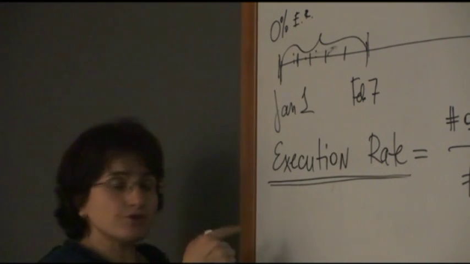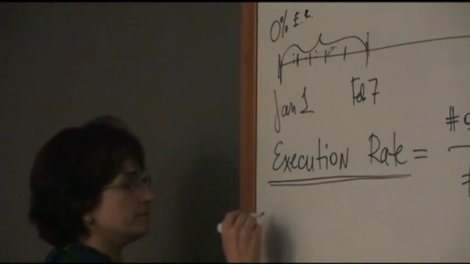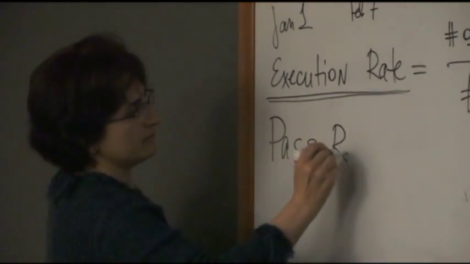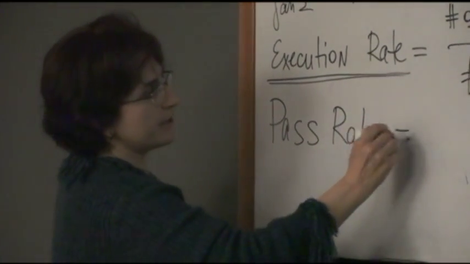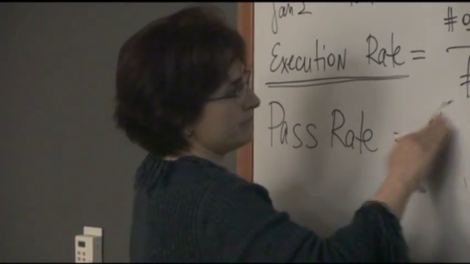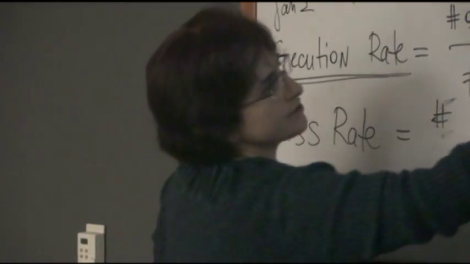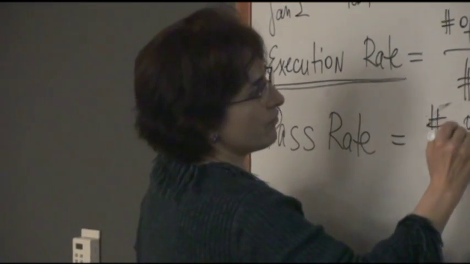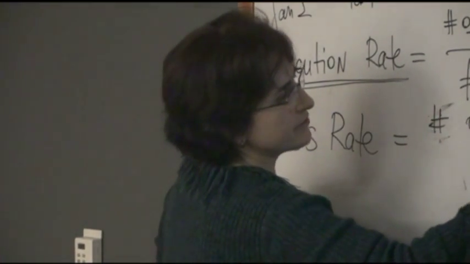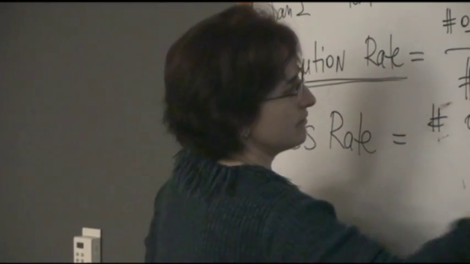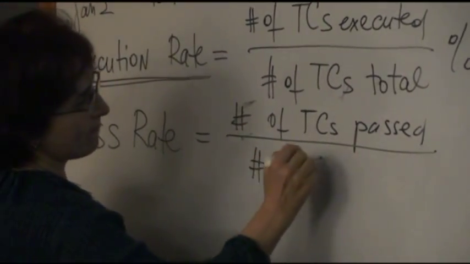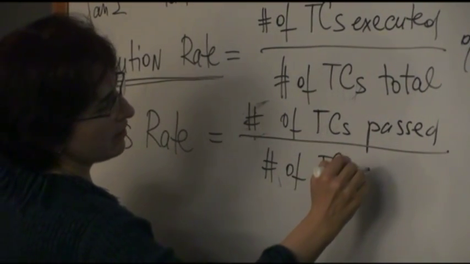In addition to execution rate, there is another piece of data that we will need. It is the pass rate. Pass rate is a number, of course in percentage, right? So pass rate is the number of test cases passed divided by the number of test cases.